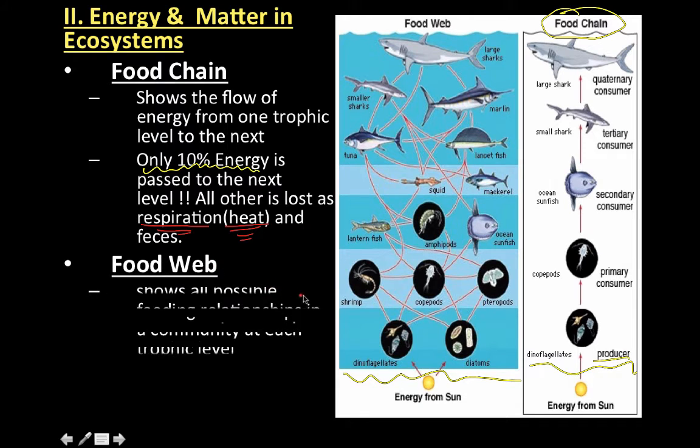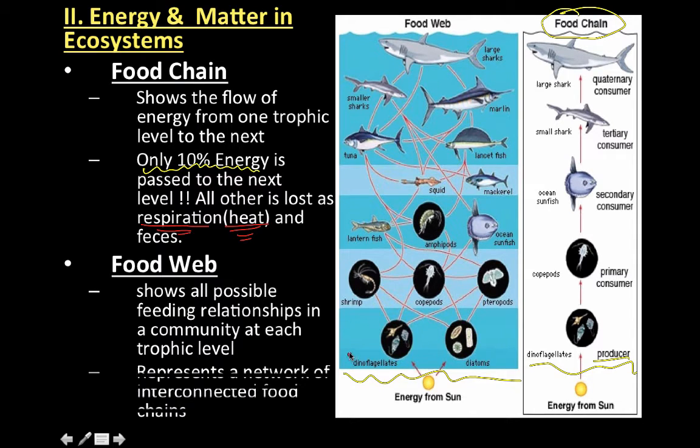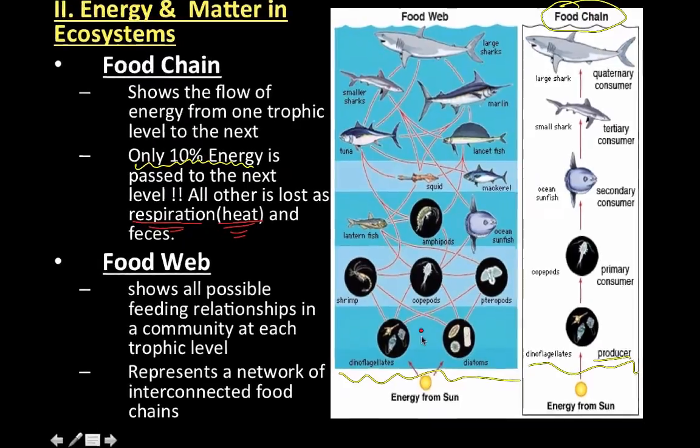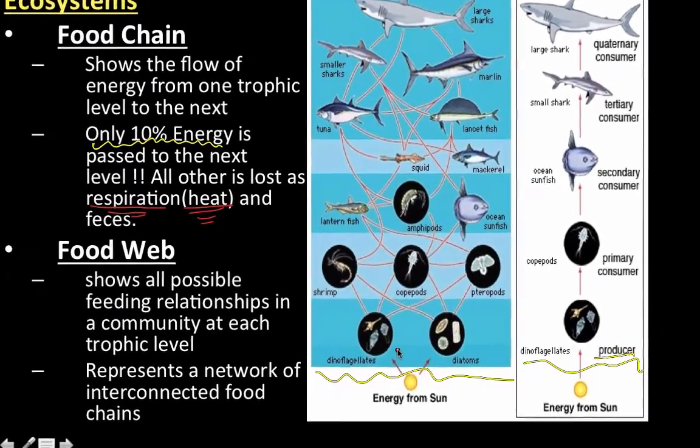So food web, how's that different? On the food web, it shows all the possible feeding relationships in a community at each trophic level. This is a network of interconnected food chains. So you should be able to find a bunch of food chains in here. So we'll identify 2 food chains along the way.